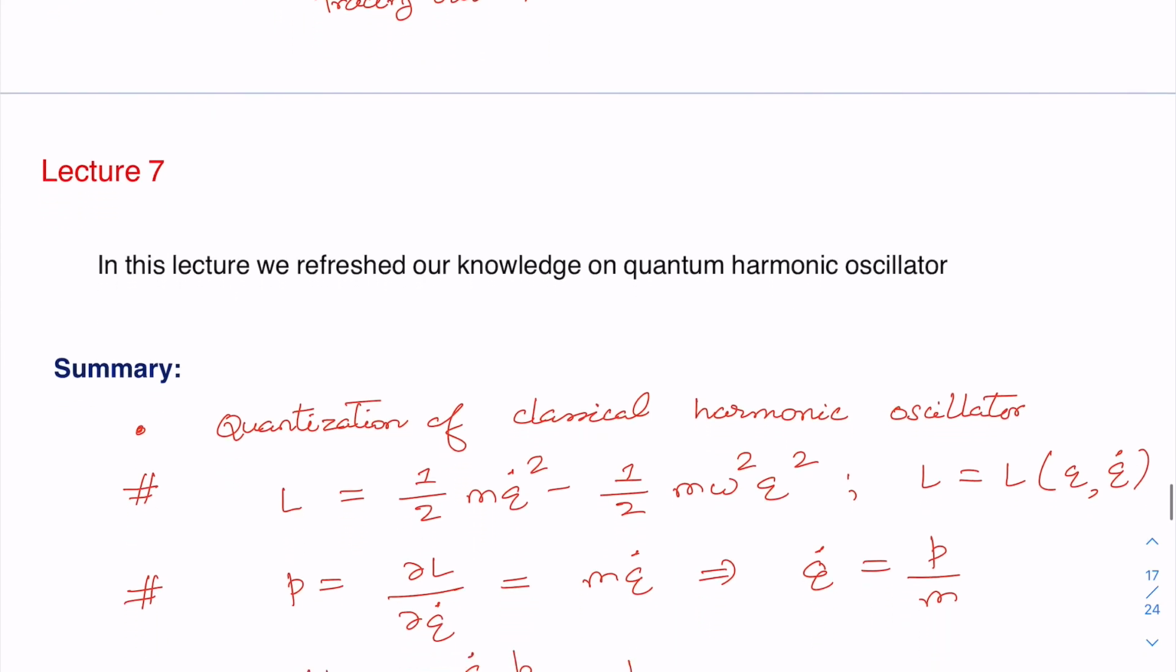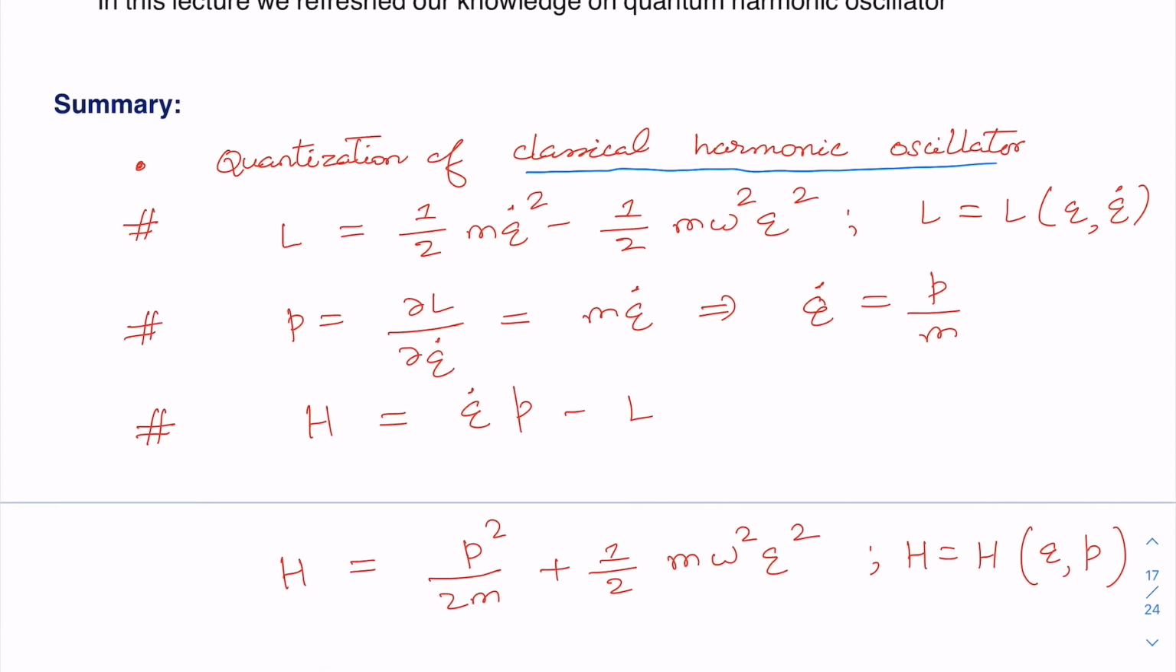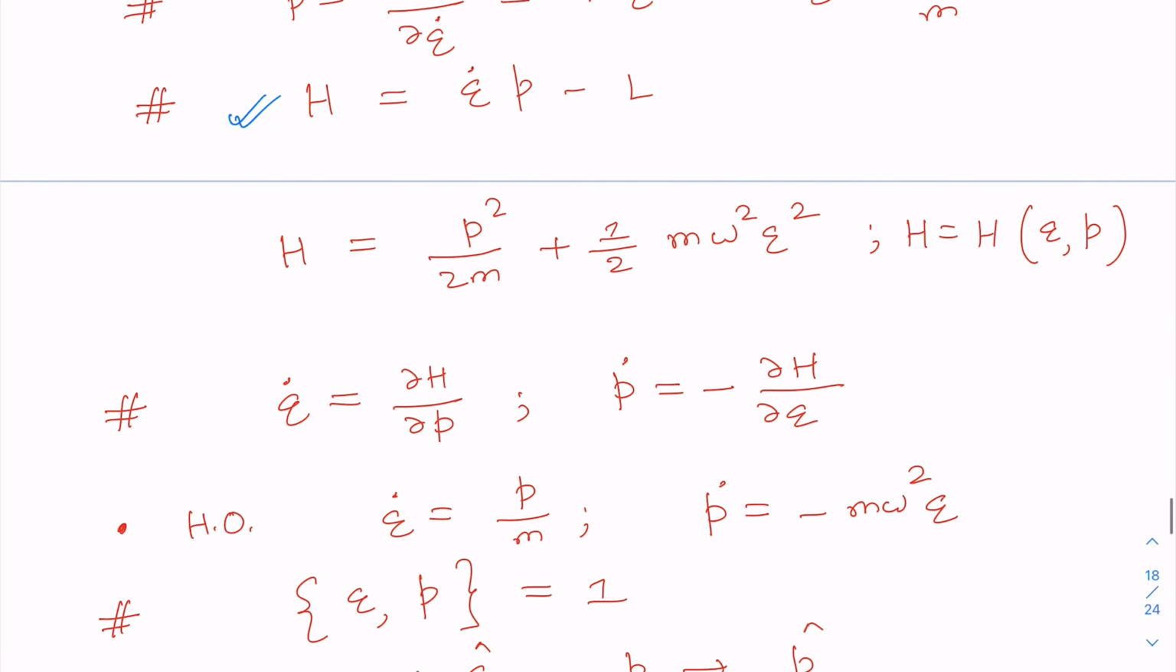Then in lecture 7 we refreshed our knowledge of the quantum harmonic oscillator. Basically we learned the canonical quantization procedure. Though the example was for the classical harmonic oscillator, this is valid for any classical system. The idea is to write down the Lagrangian, here of the classical harmonic oscillator, then find the conjugate momentum of the system, and then write down the Hamiltonian of the system using this formula, and express the whole Hamiltonian of the classical system in terms of the coordinate and momentum q and p.